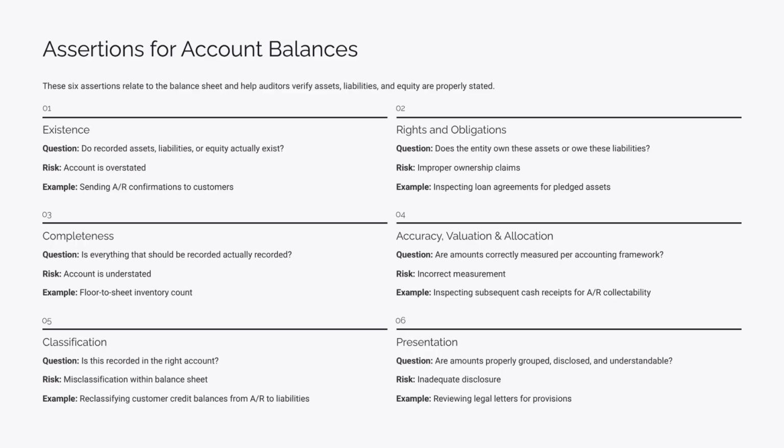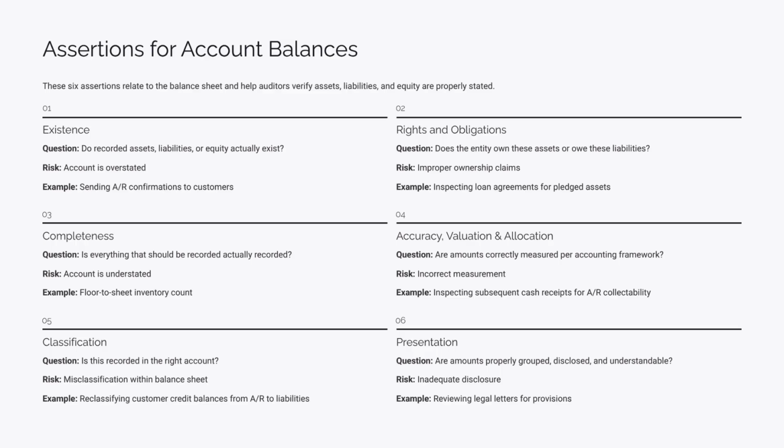5. Classification. Question: is this amount recorded in the right account? This applies only within balance sheet accounts. Example: reclassifying customer credit balances from AR to liabilities. 6th, presentation. Question: are amounts properly grouped, disclosed, and understandable? Think of things like current versus non-current debt, required disclosures, contingent liabilities. Example: reviewing legal letters for provisions and disclosure requirements.